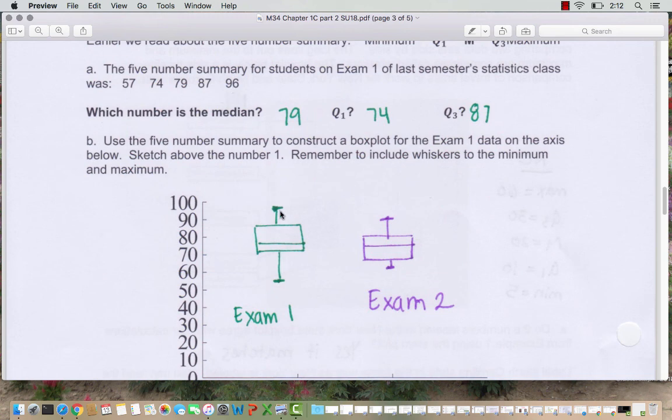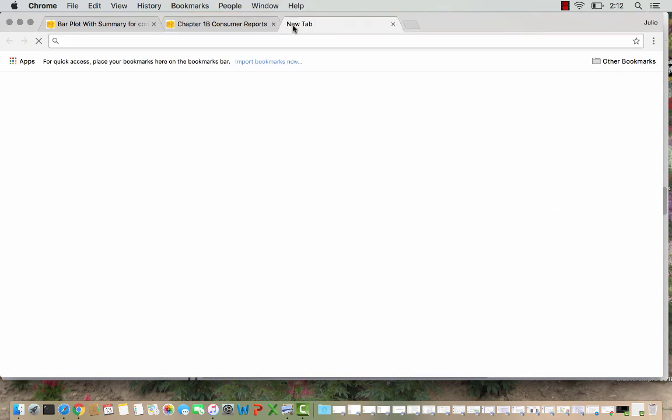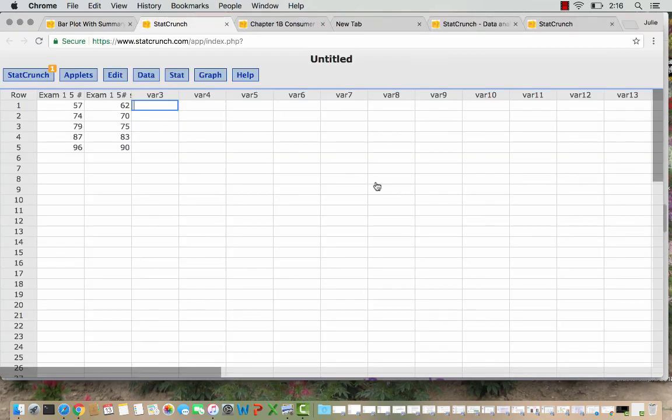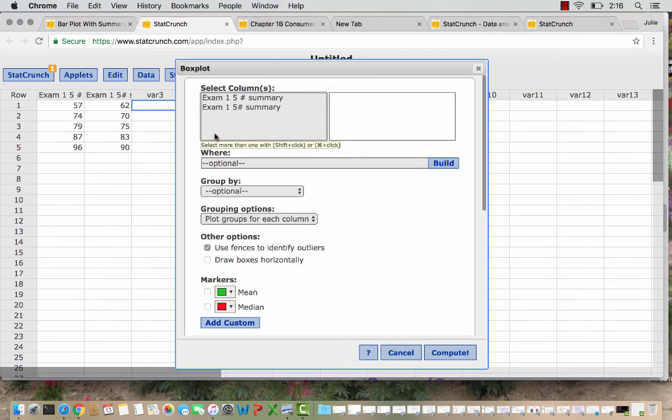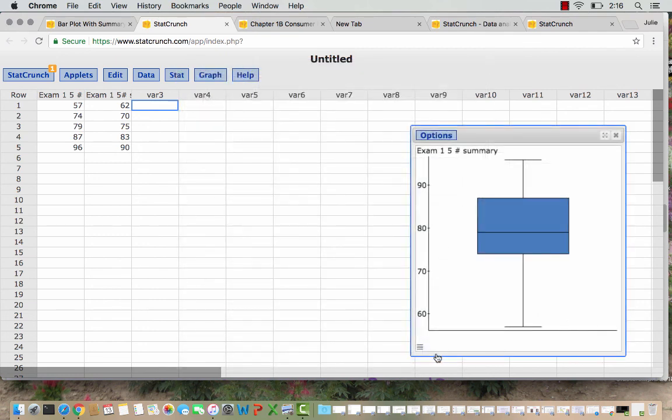And then I did the same thing. I estimated about where 96 was and extended the whisker there. Let me show you in StatCrunch. If you want to go in StatCrunch, open a new window. In StatCrunch, I've typed in the exam 1 5-number summary in a new window. And we see we can go to Graph, Box Plot, and I choose exam 1 5-number summary. And I want to draw my boxes vertically, so I'm going to leave this unchecked. And we click Compute, and here's the exam 1 5-number summary.